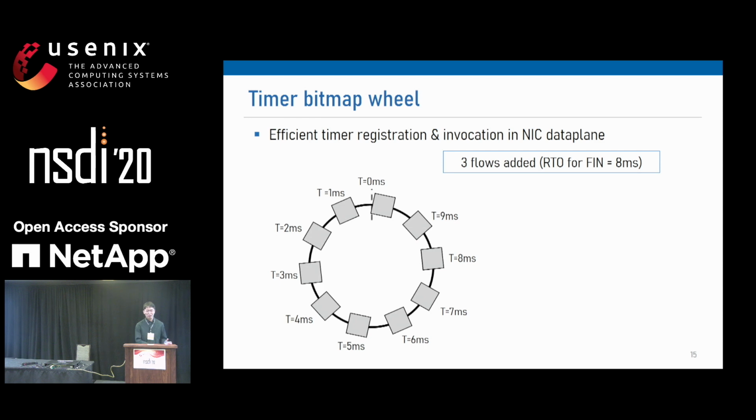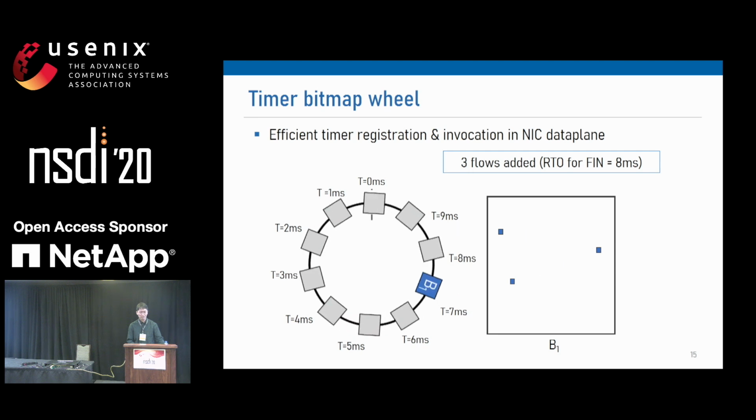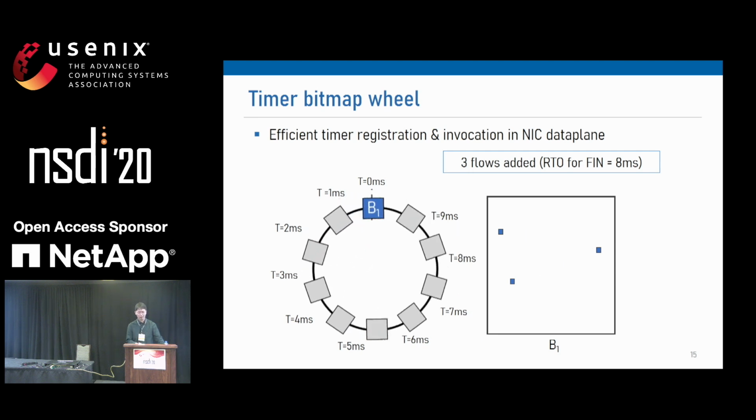And I will give you an example. Let's say we have 3 flows for which we have to track the RTO. To add them to the timer, we simply go to the bitmap whose timeout is, say, 8 milliseconds, and mark the corresponding bits for the flows. This marking operation is totally lock-free, so concurrent timer registration can be done in parallel by many cores. As time goes by, the timer keeps decreasing, and when it reaches 0, we can scan multiple bitmaps and trigger the timer events. In that case, we can also utilize hundreds of NIC cores at the same time to scan the bitmaps in parallel.